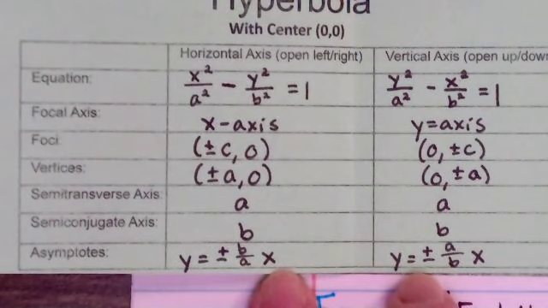And then we've had this lovely addition of those asymptotes. There are 2 of them.